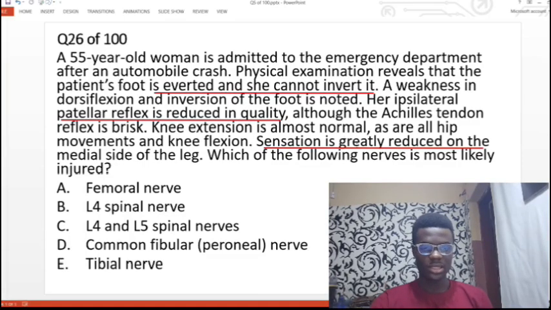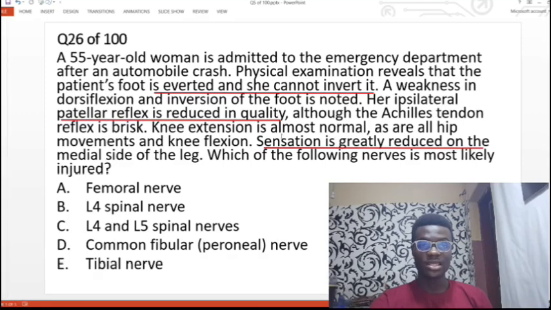Then let's continue. They said the sensation is greatly reduced on the medial side of the leg. The medial side of the leg is cutaneously innervated by the L4 spinal nerve via the saphenous nerve. So all this is pointing towards the same thing, which is the L4 spinal nerve injury.